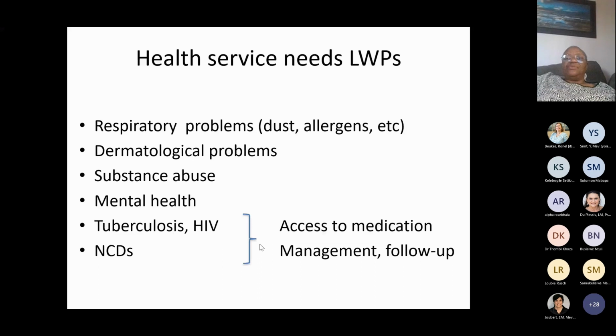So the health problems that were reported were respiratory, dermatological, substance abuse, mental, and access to TB, HIV, and NCD medication. The next slide, I think.